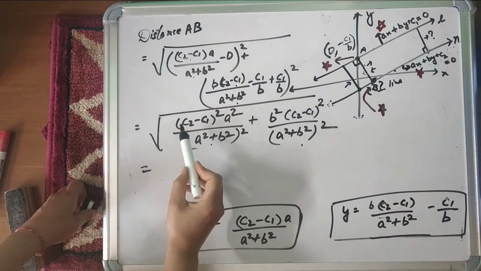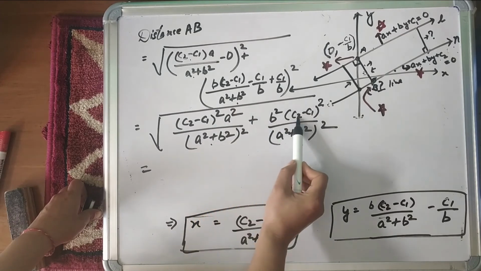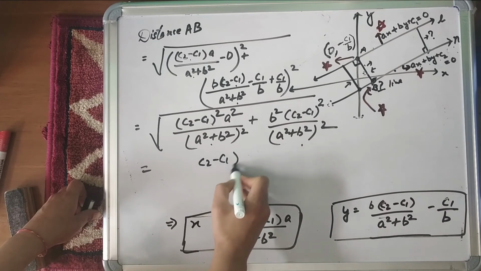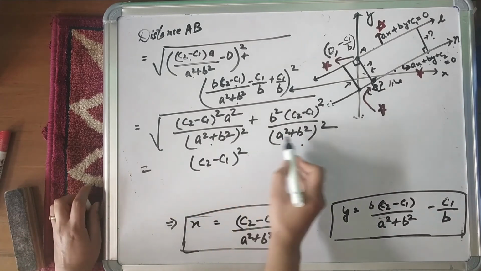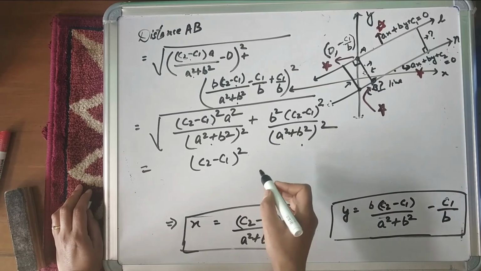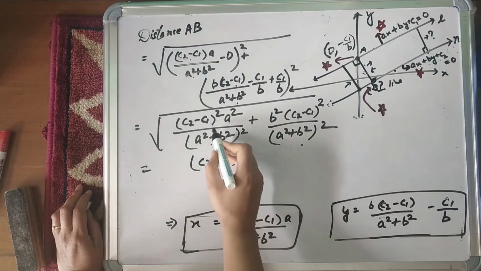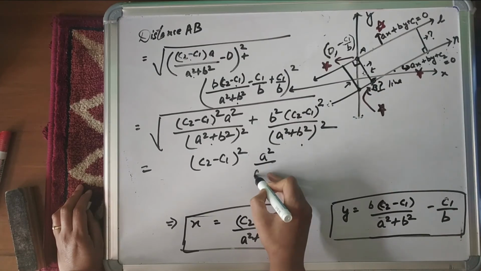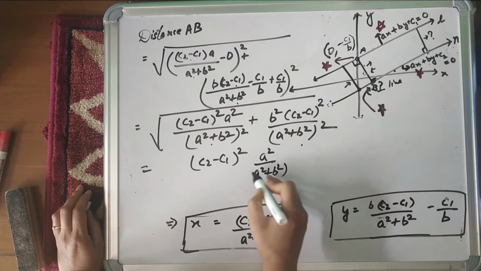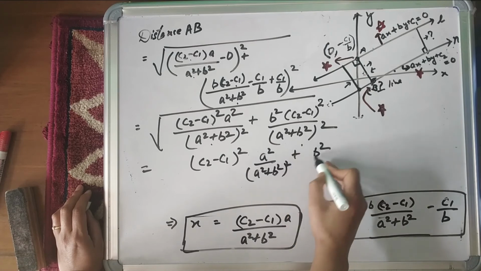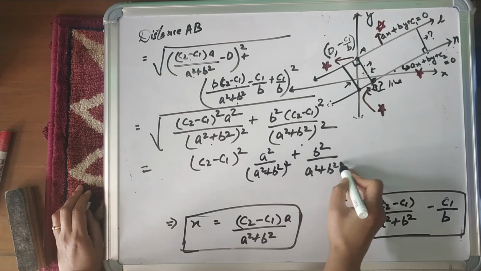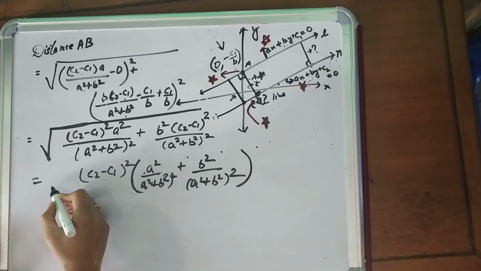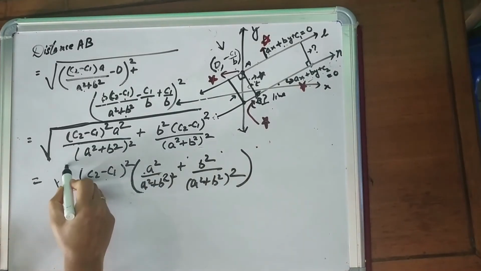Now here I can see clearly that (c2 minus c1) whole square is here also and here also. So I can take that as common, as the denominators are same. And then I am left with a square over (a square plus b square) whole square plus b square over (a square plus b square) whole square, and whole square root.